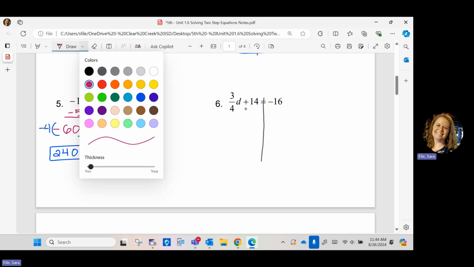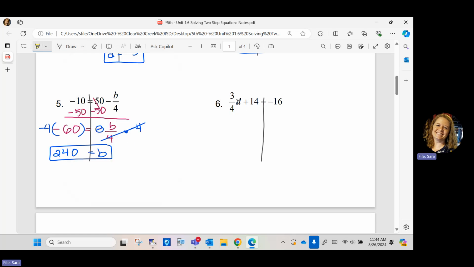All right, on number 6, we're trying to isolate the variable d. So we're going to subtract the constant because that's the opposite or inverse operation. Now this one leaves us with 3/4 D and negative 30.